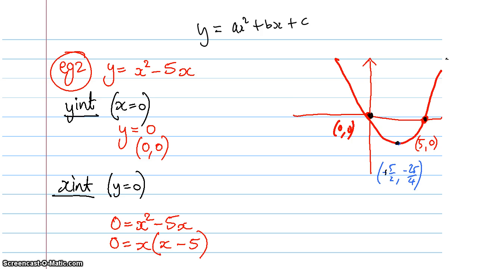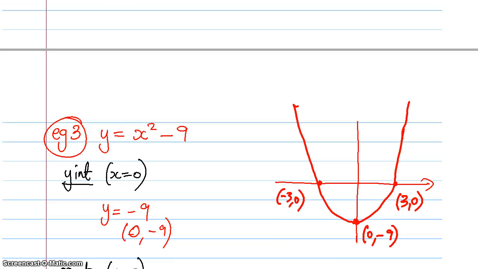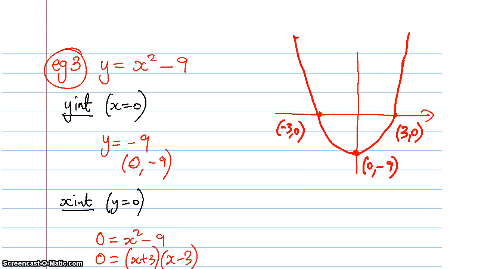Okay, let me show you another example where this time the b will be missing. So I've got y equals ax squared plus bx plus c, but in this case the b isn't there, and I've just got the a and the c. I do the same idea, my y-intercept, I get x equals 0, so y equals negative 9, and I put that down there on my graph.